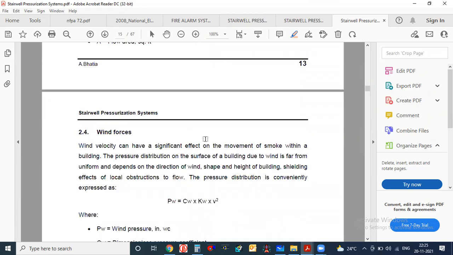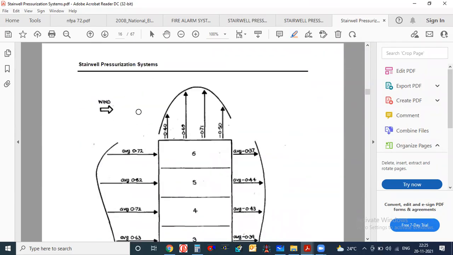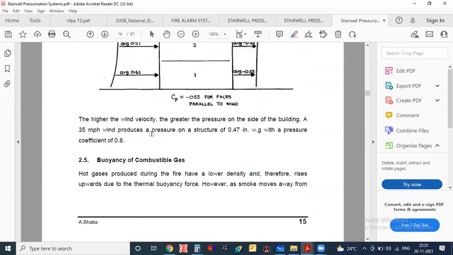Wind velocity can have a significant effect on the movement of smoke within a building. The pressure distribution on the surface due to wind is far from uniform. The pressure distribution is okay. Some formulas are given here. And here they have given how the wind effect will happen.